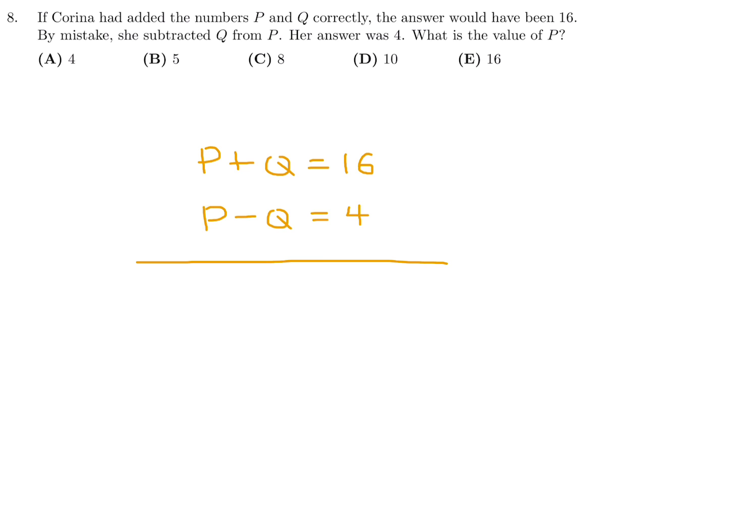We can do that very quickly by adding them. If you add them, you get 2p. Q's cancel, and those numbers give a sum of 20. And therefore, dividing through, p is 10. That's it. Number 8, the answer is D.